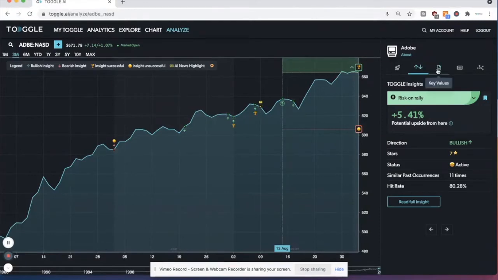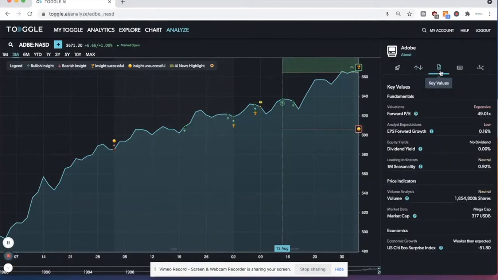After this, is a familiar site. The system highlights key values for the asset like PE, market cap, EPS forward growth, dividend yield, volume, and so on. To be extra helpful, the little note here tells you about how each value compares to the past. For example, the forward PE ratio is about 49 times, which looks expensive relative to the stock's own history.